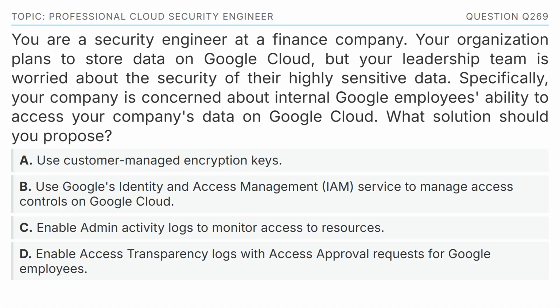The options are: Option A, use customer-managed encryption keys. Option B, use Google's Identity and Access Management (IAM) service to manage access controls on Google Cloud. Option C, enable admin activity logs to monitor access to resources. Option D, enable access transparency logs with access approval requests for Google employees.